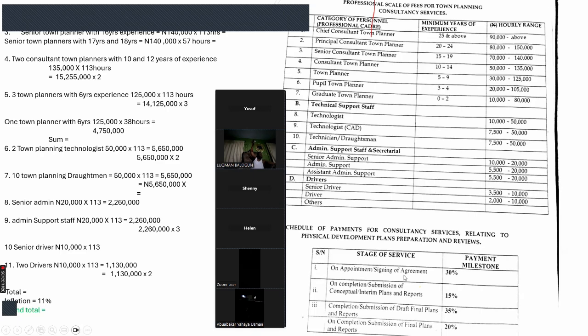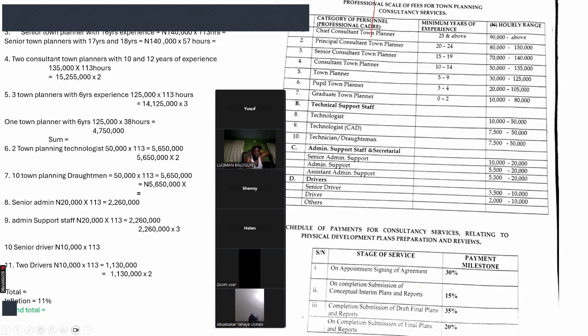All right. So the second part of the question, where they mentioned the schedule of payments, is here. As you can see, number one, on appointment and signing of agreements. If you win the contract, you come for the signing ceremony, you will sign and they will give you 30% of the money. If the contract is 100 M, they will give you 30 M to mobilize your people and start working. The second one is submission of interim reports. You will have another additional 15%. If you submit the final draft, you will have another 35%.